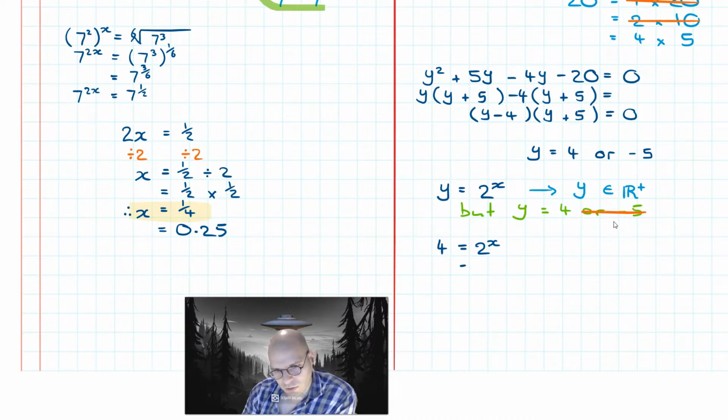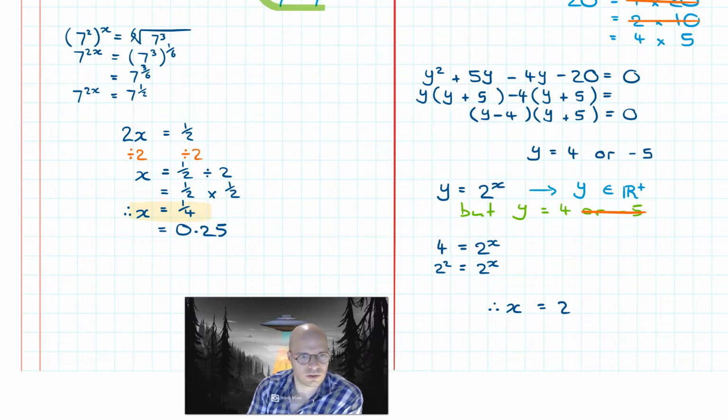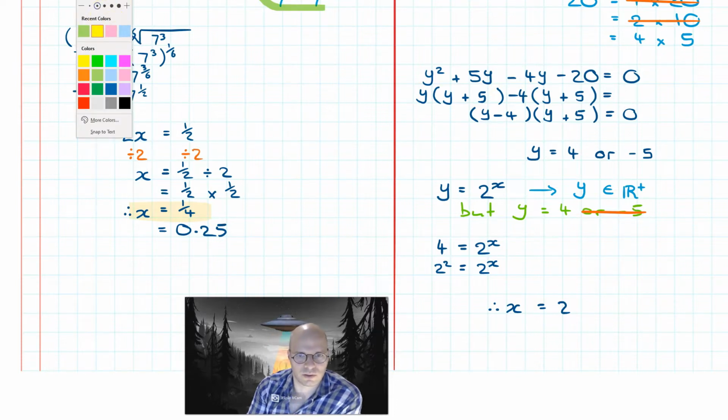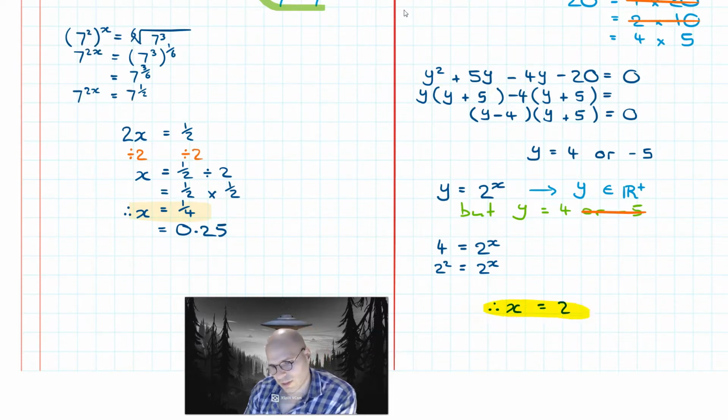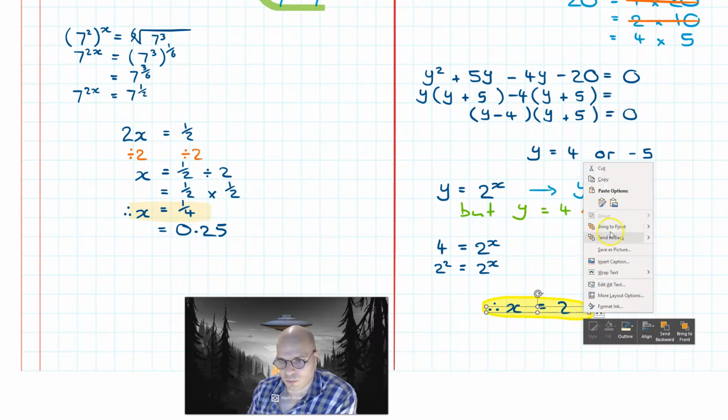Factorizing 4, it becomes 2 to the power of 2, equals 2 to the power of x. Equating the exponents, we find that x is equal to 2. So a bit of a tricky question, requiring a number of different mathematical tools from our mathematics toolbox.